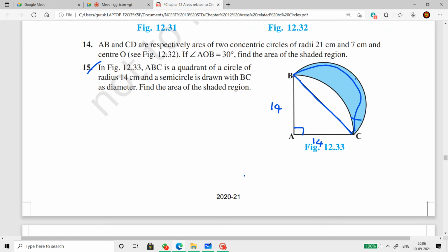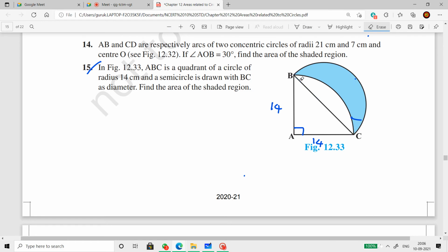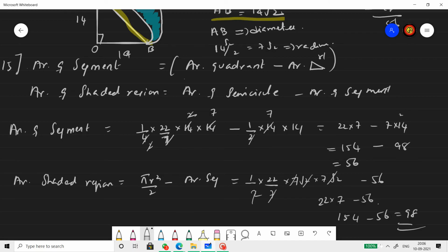Now, area of the shaded region is, first, let us find the area of the right angle triangle. And then find the area of the quadrant. Quadrant minus right angle triangle will give you this segment. Then the area of the semicircle minus area of the segment will give you the area of the shaded region. So here it is.